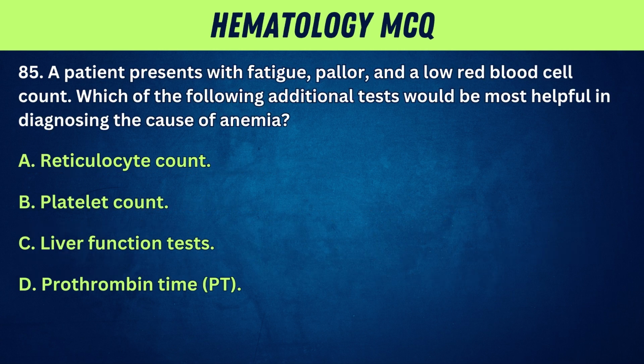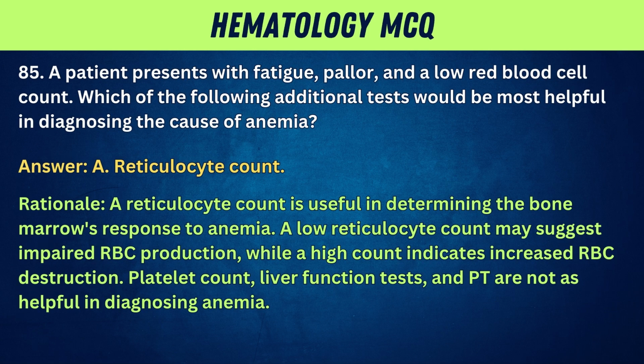85. A patient presents with fatigue, pallor, and a low red blood cell count. Which of the following additional tests would be most helpful in diagnosing the cause of anemia? A. Reticulocyte count. B. Platelet count. C. Liver function tests. D. Prothrombin time, PT. Answer: A.